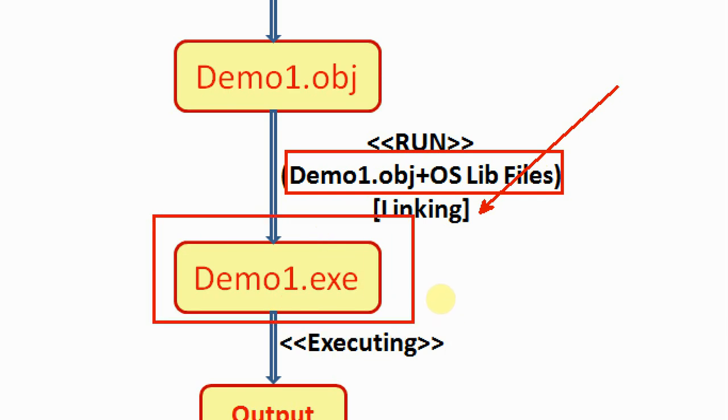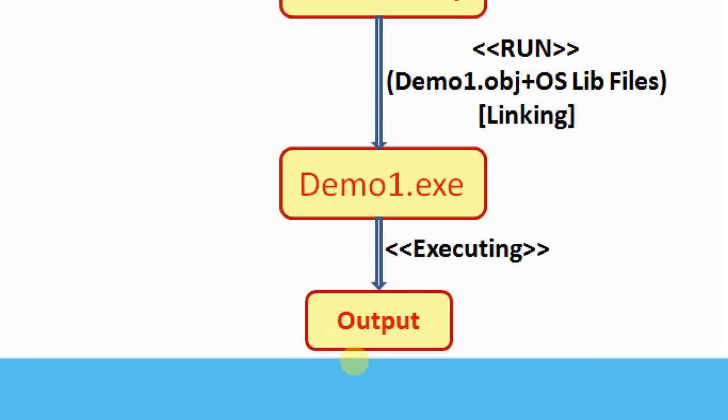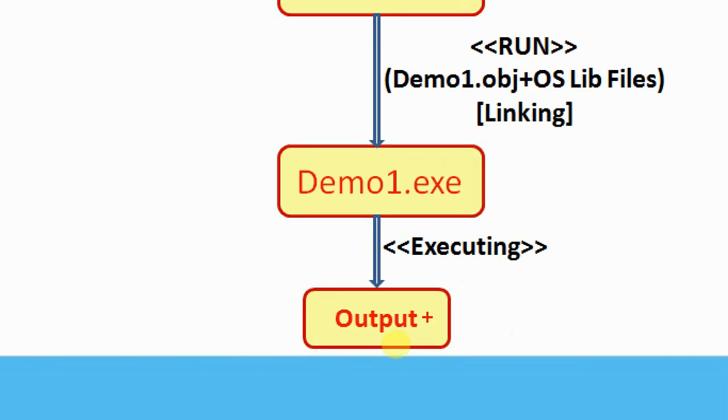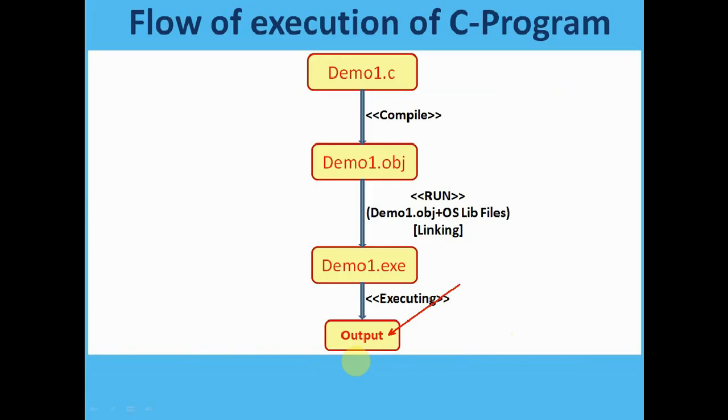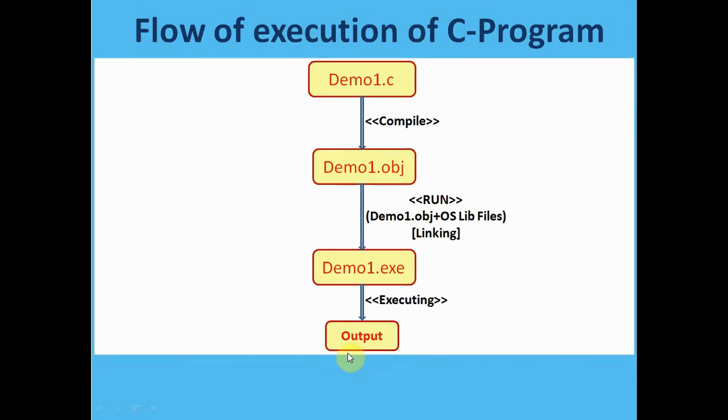Finally we'll get one executable code after successful linking, and that executable code extension is demo1.exe, filename.exe. When we run the program, it is executed by the operating system, and we'll get the output of the program. So this is the flow of execution of a C program.